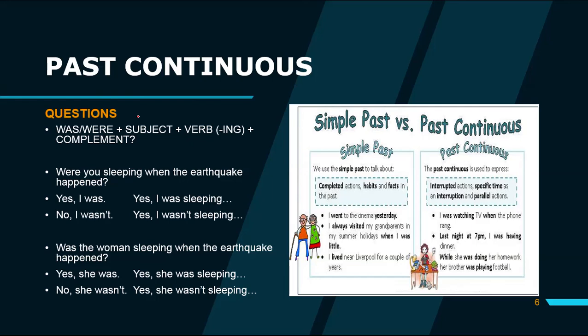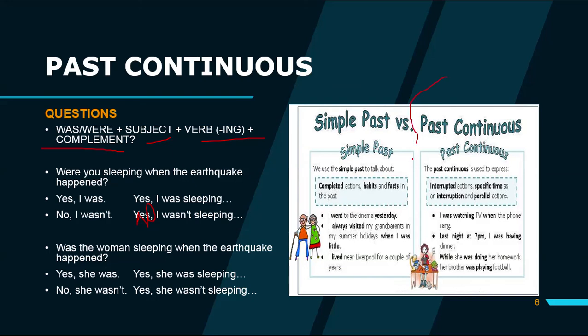When forming questions, we use the verb to be first of all, like was or were, then we use the subject, verb with -ing and complement. Look in this case. Were you sleeping when the earthquake happened? Yes, I was, or no, I wasn't. Yes, I was sleeping when the earthquake happened, or, oh sorry, here is no. No, I wasn't sleeping when the earthquake happened.